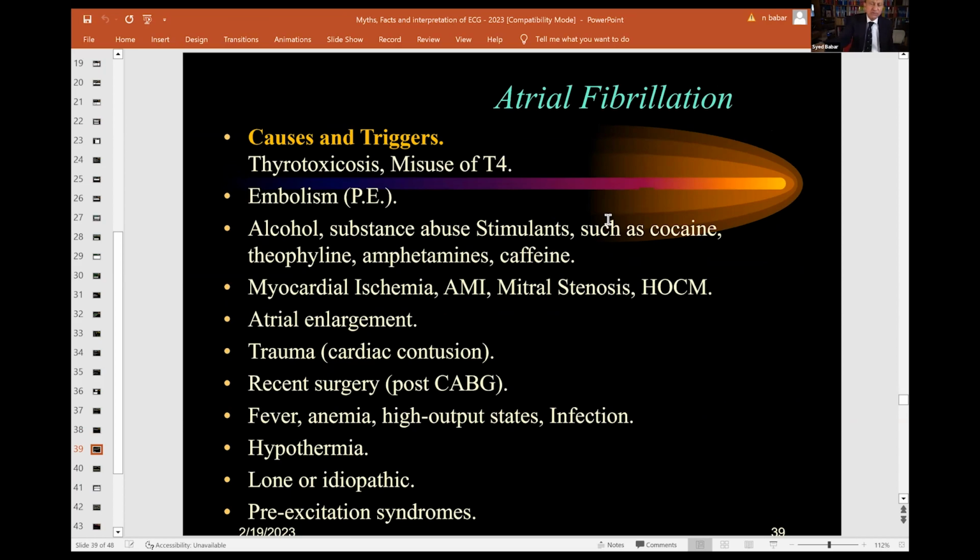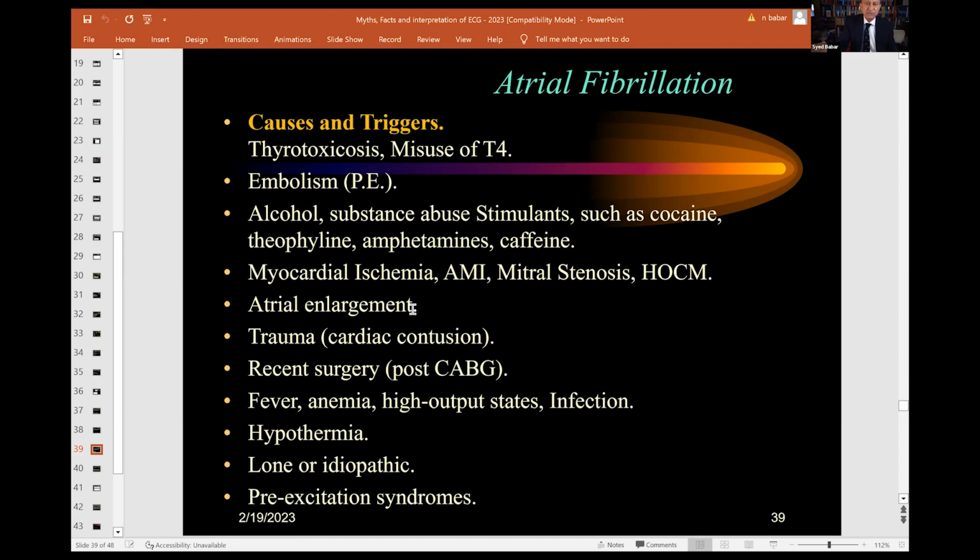So what could cause atrial fibrillation if there is no pre-existing cardiac comorbidity? Thyrotoxicosis, misuse of T4 as in athletes, pulmonary embolism, alcohol and some drugs, particularly cocaine, myocardial ischemia, atrial enlargement, cardiac contusion, recent surgery such as post-CABG surgery, hypothermia, and so on and so forth. So there are many causes and triggers of atrial fibrillation.